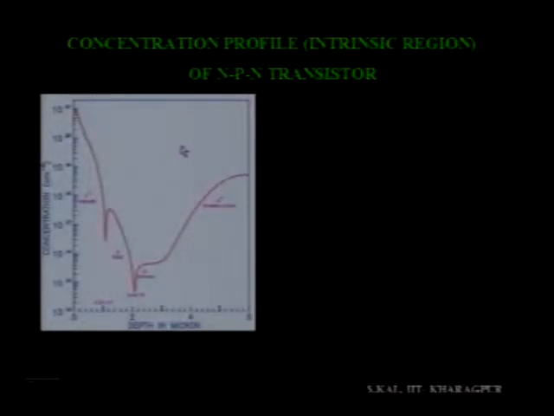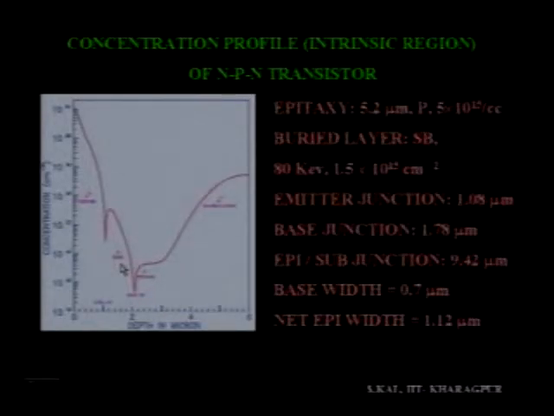Now if you summarize this profile, the different junction depths are shown here. The epitaxy thickness is 5.2 micron, phosphorus doped, at 5 into 10 to the power 15 per cc. These parameters which I am showing here are typical values for a particular transistor, and this transistor's FT is nearly 1 gigahertz, 800 megahertz to 1 gigahertz.